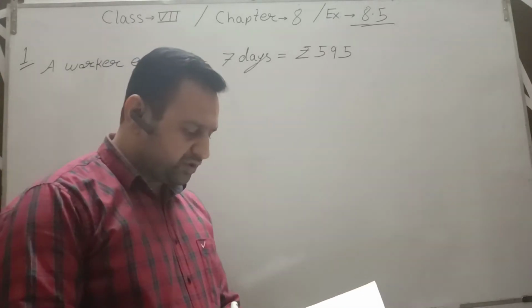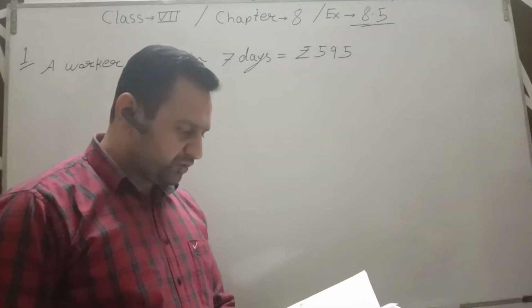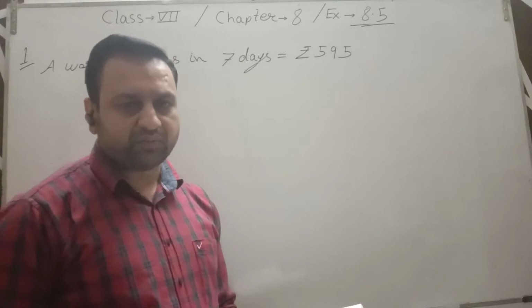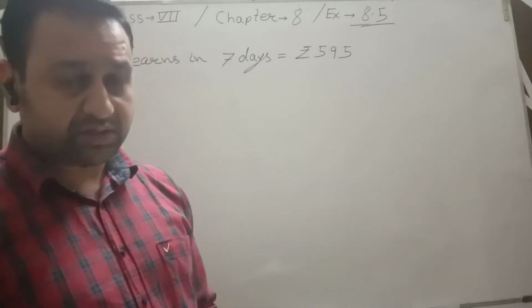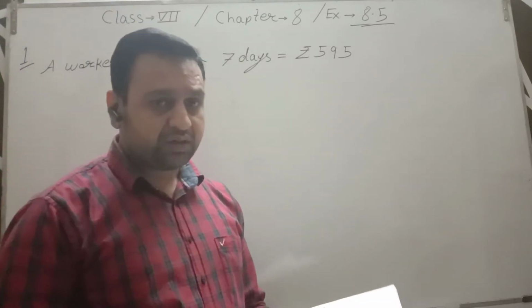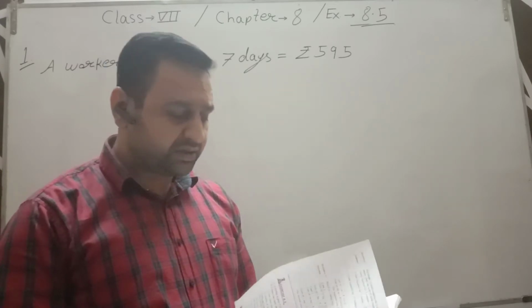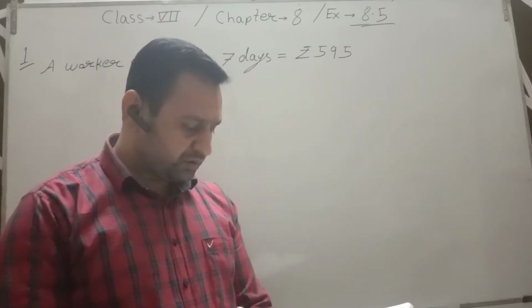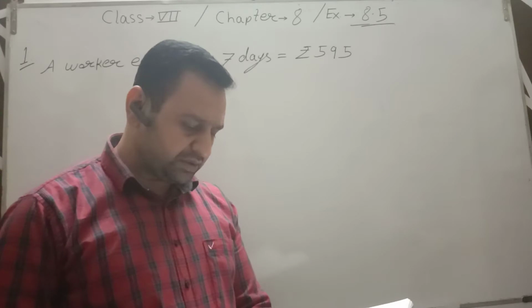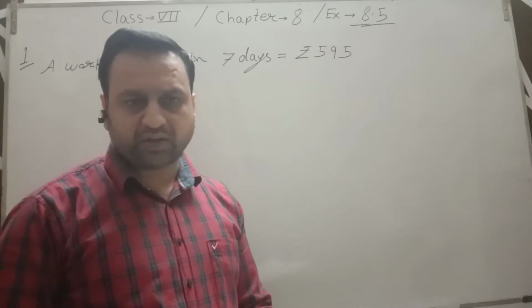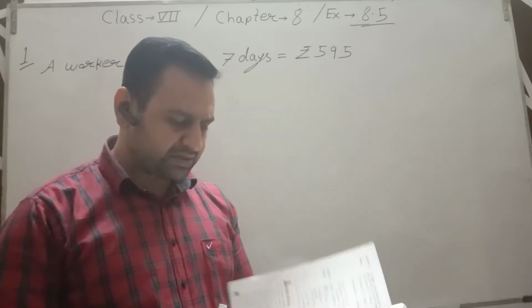In the previous video we completed exercise 8.4 and discussed the formula to find the original observation and new observation in which the increment or decrement percentage is given. Now the topic is the unitary method. It is a very common topic, and we also read it in previous classes.